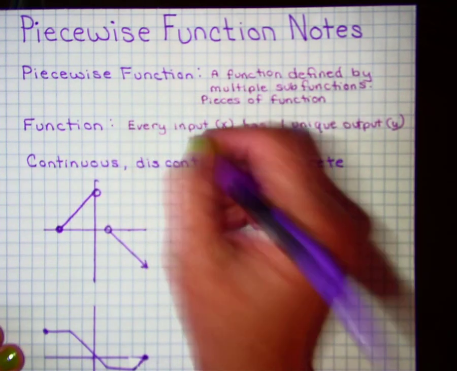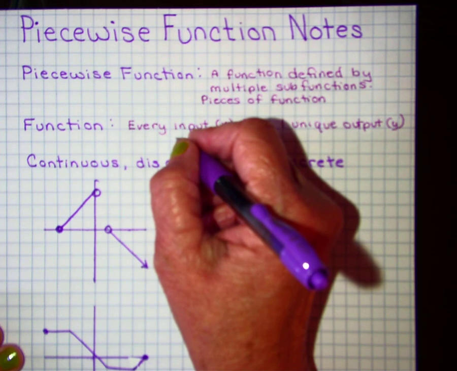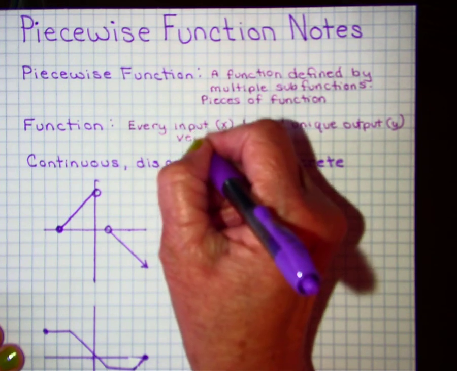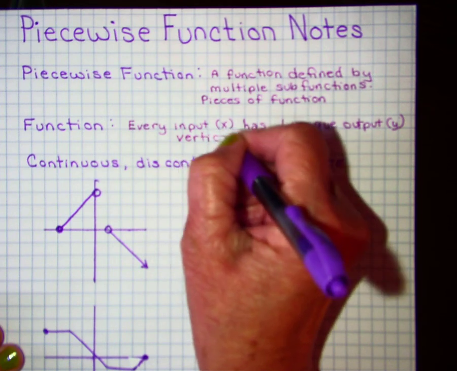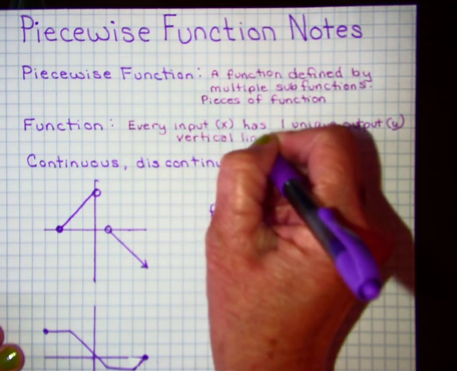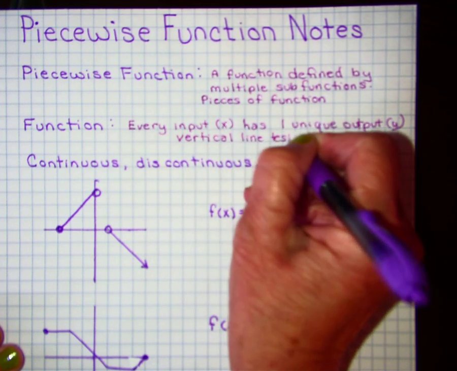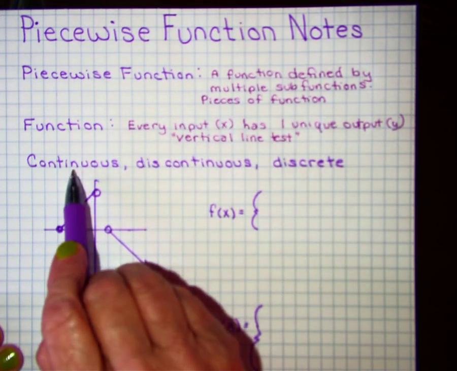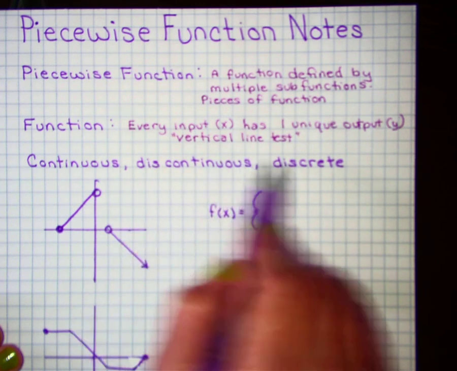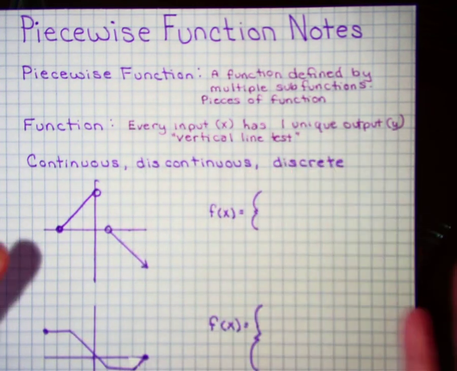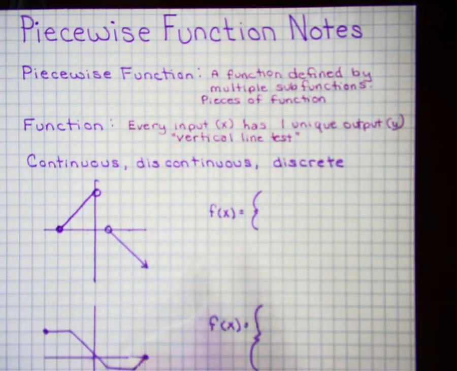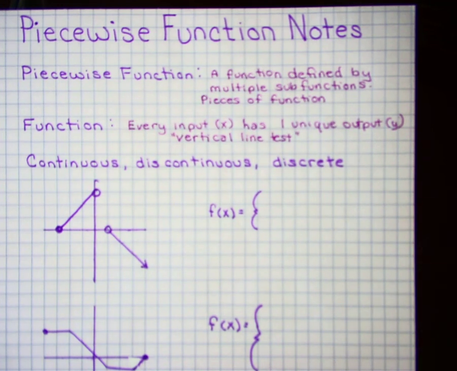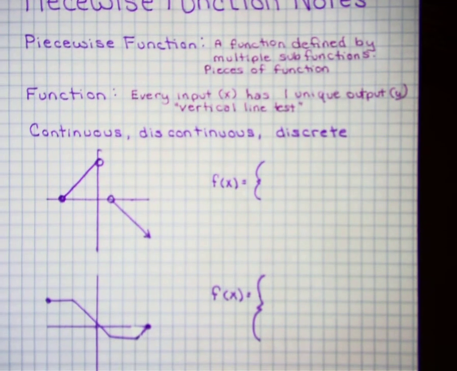Now, a lot of students relate to functions as if it passes the vertical line test. Okay. And then, like I said, we're going to look at whether a function is continuous, discontinuous, or discrete, or if pieces of it are continuous or discontinuous or discrete. Okay, so to do that, what I'd really like to do is look at this particular function.